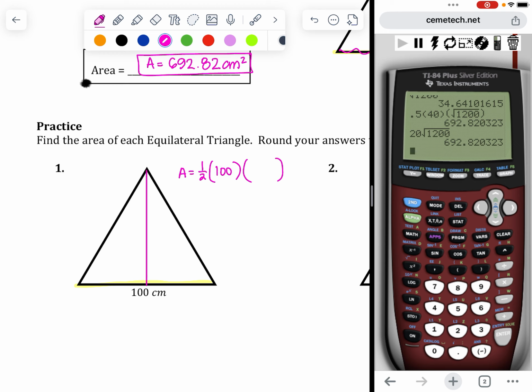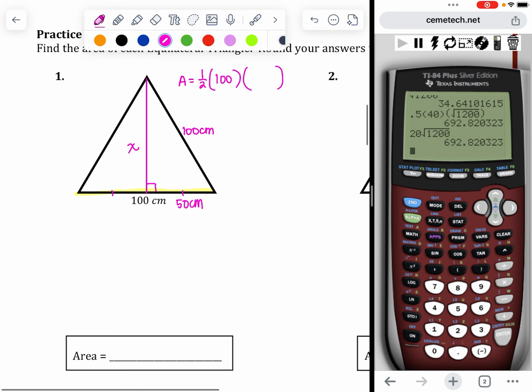Remember, this is a perpendicular bisector, and because that's an equilateral triangle, this is going to be 50 centimeters and 50 centimeters. This is unknown, which I'll call x, and then this is 100 centimeters. All right, so now we're going to do Pythagorean theorem again. So we're going to do x squared plus 50 squared is equal to 100 squared.